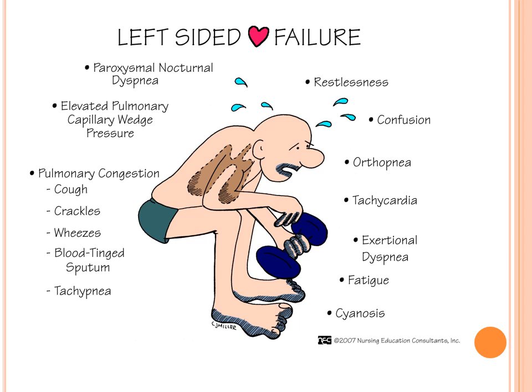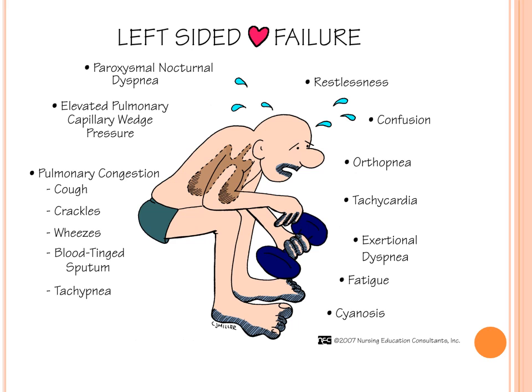Pulmonary congestion. So this guy is coughing. This guy has crackles at the bases. He's wheezing all over the place. He's coughing up blood-tinged sputum, and he's tachypneic, okay? And of course, he's having all these issues because the left ventricle is not pumping effectively. It's not emptying out. So with that being said, it's backing up into the pulmonary system, which is where congestion came from. And with all of that congestion and craziness going on in the lungs, this guy is getting a little hypoxic.